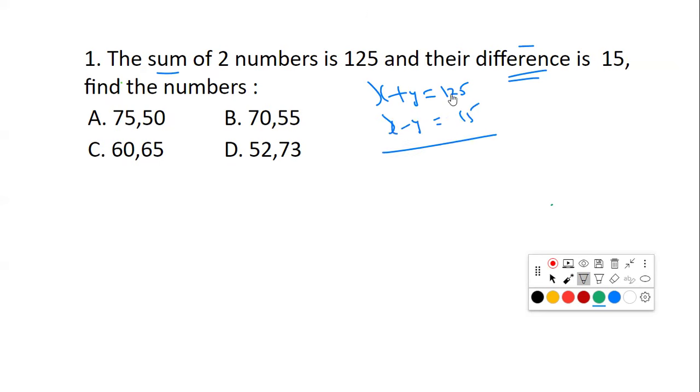So quickly I'll cancel it out. 2x is equal to 140 and x is equal to 70. So I see the answer where x is 70. From the competitive exam perspective, you need not solve further. You straight away take the answer.